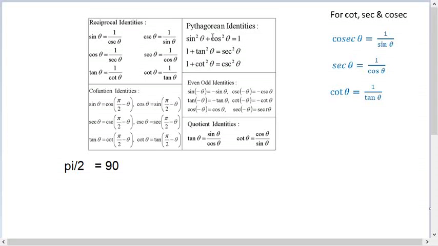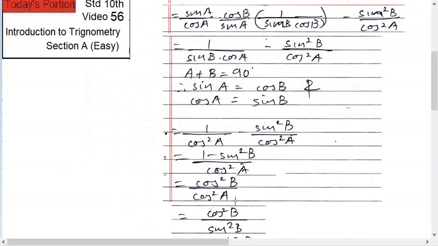Sin square theta plus cos square theta equals 1. Therefore, take sin square theta on the other side: 1 minus sin square theta equals cos square theta. Therefore, cos square b upon cos square a is what our expression becomes. So solve it again. Cos square b upon sin square a.